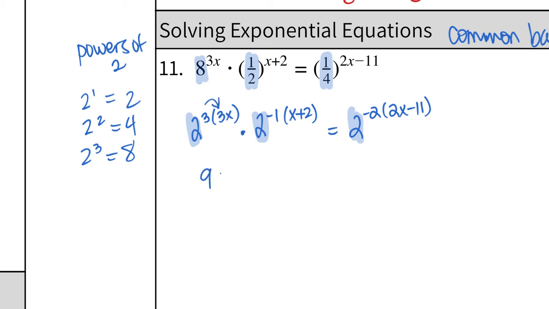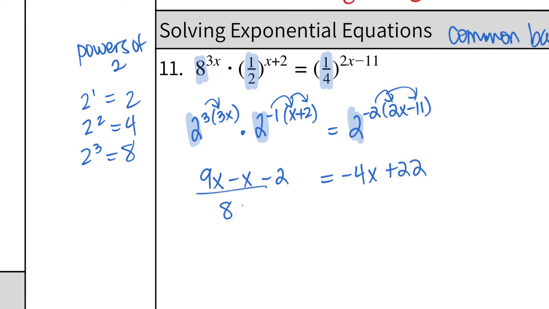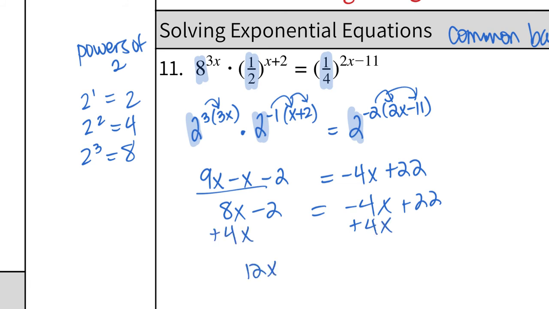So that's 9x. And then here, distribute the negative 1. So minus x minus 2 is equal to, and then I'm going to distribute over here, negative 4x plus 22. And then now we just solve. Let's combine these. So that's 8x minus 2. Let's make it to where all the x's are on the same side. So I'm going to add 4x to both sides. 12x minus 2 equals 22.